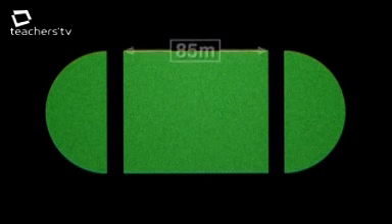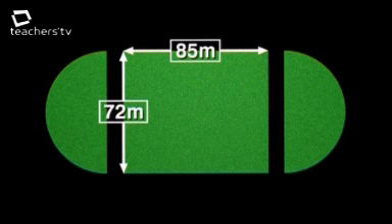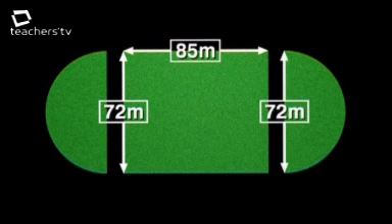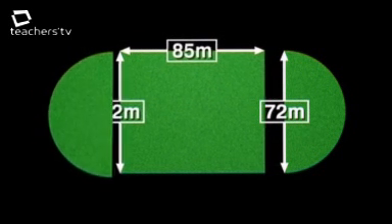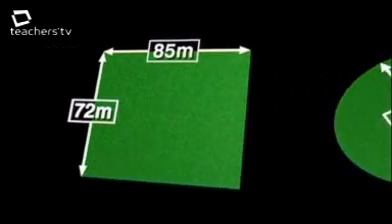The length of the straight, which is 85 metres, is the same as the length of the rectangle. The distance between the two straights, which is 72 metres, is the width of the rectangle, and that's also the diameter of the end semicircles. The total area is the area of the rectangle plus the area of the circle made by the two semicircles.